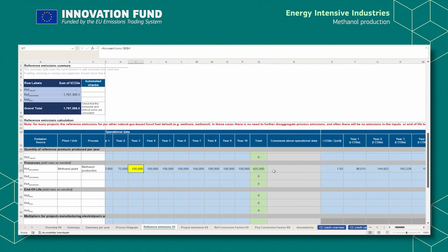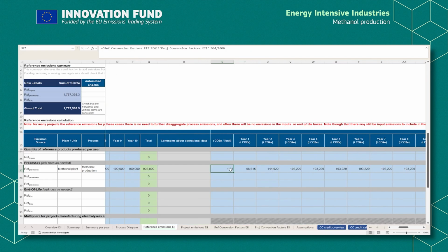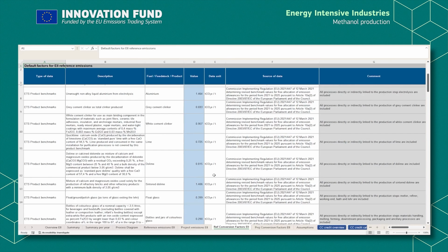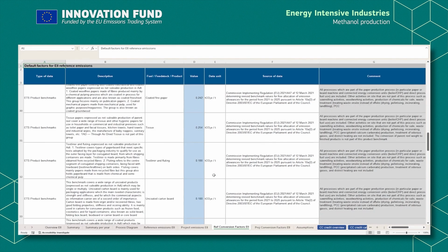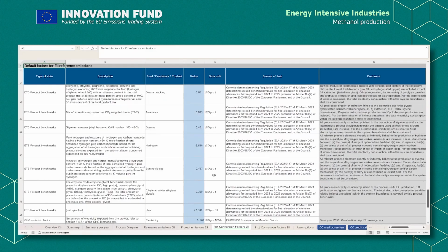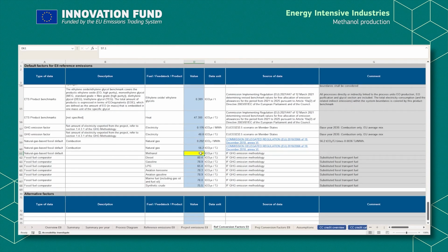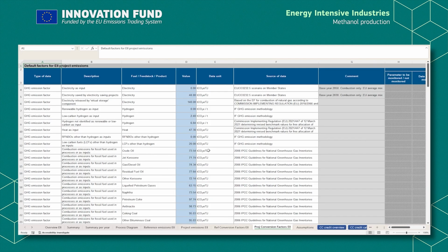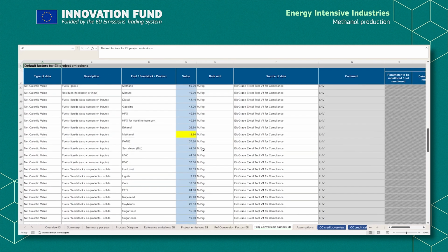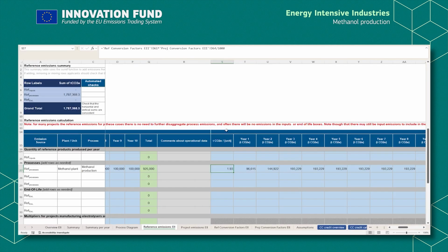Second, we are going to set the emission factor for our methanol. The reference value for methanol has been included for your convenience in the Ref Conversion Factors tab. We can use that to create a formula to reference the relevant value. In order to convert that value to tons of CO2 per ton of methanol, we multiply by the lower heating value of methanol, which is included on the Proj Conversion Factors tab, and divide by 1000.